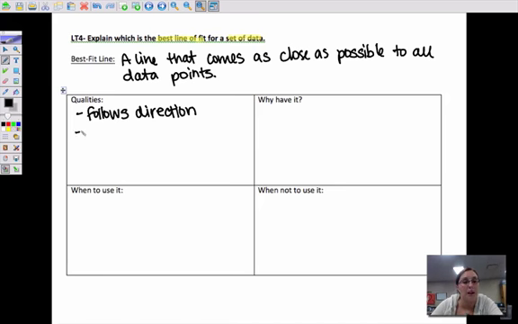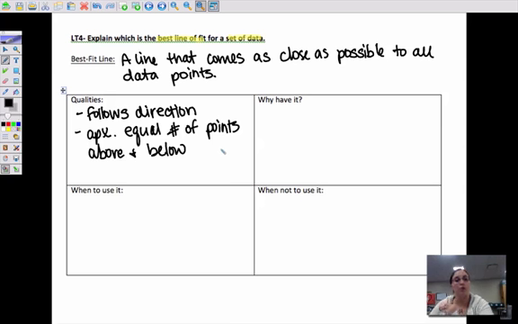Okay? It also should have approximately an equal number of points above and below it. In other words, it should go through the middle. If you have a scatter plot and you put a line through there, there should be approximately the same number above as there is below.